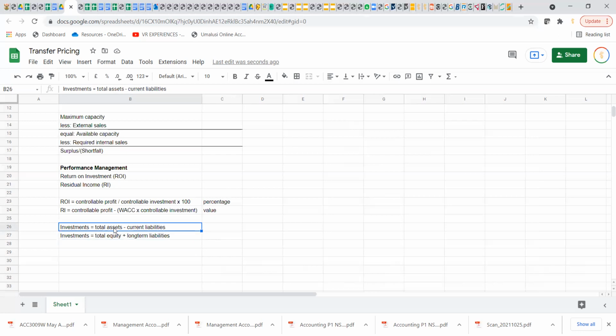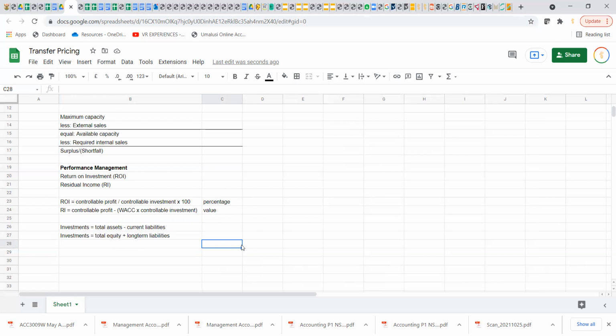So when you look at this formula, which assets do they control? Which current liabilities do they control? That is what you include. For total equity, they won't be able to control any equity, so it's always all of that. And then it's generally all long-term liabilities. So just be aware of that.